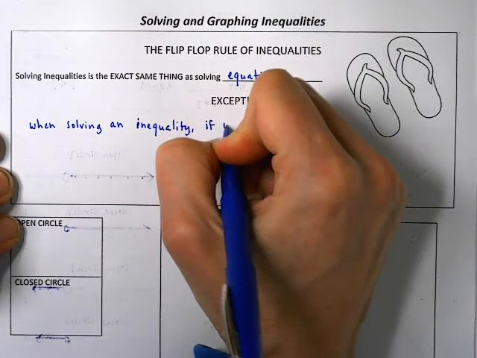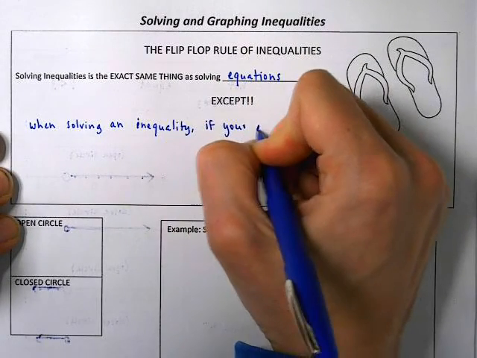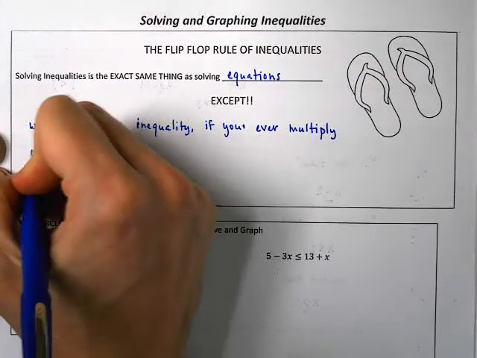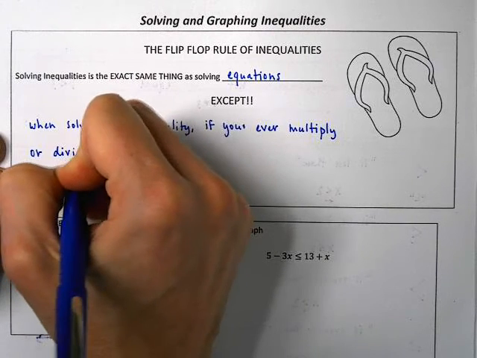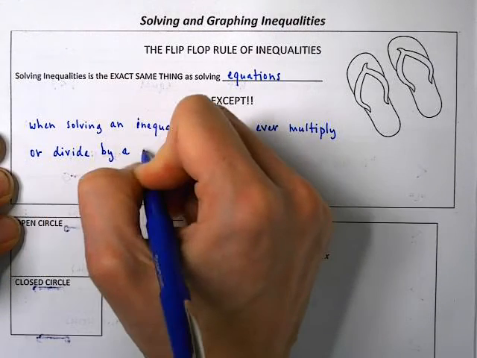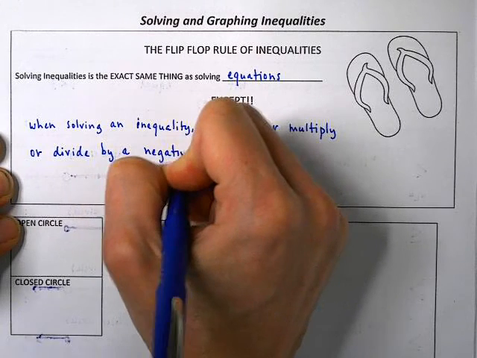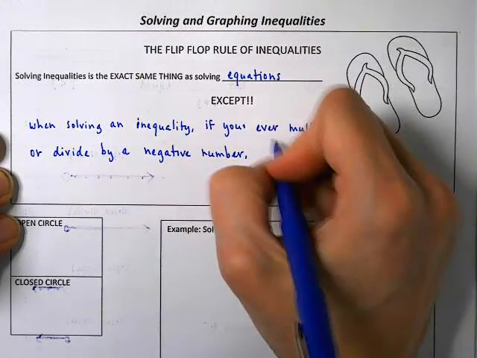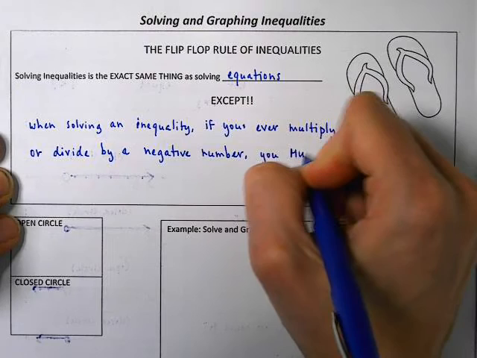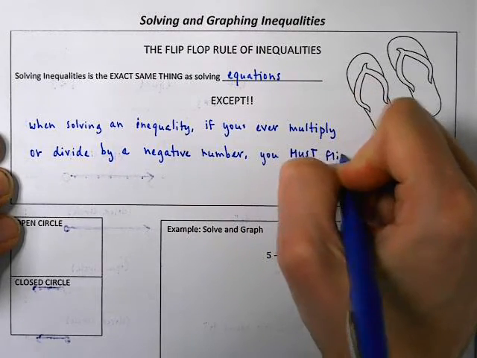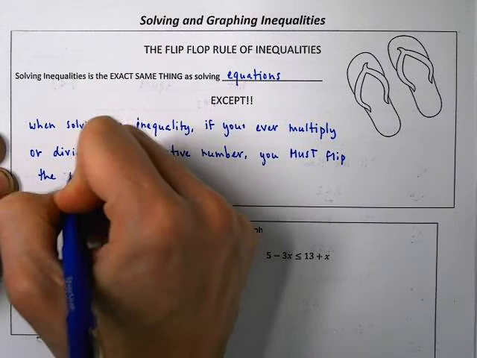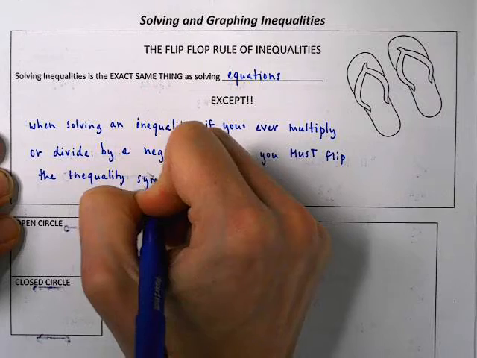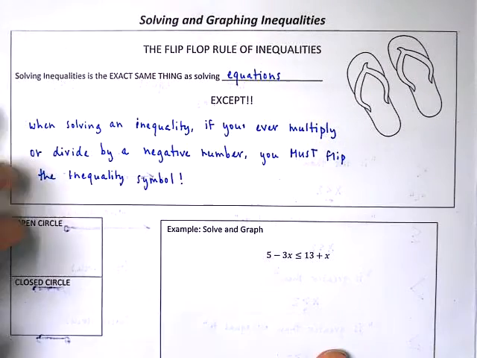if you ever multiply or divide by a negative number, you must flip the inequality symbol. Okay, so I'll give you a second to get that down.